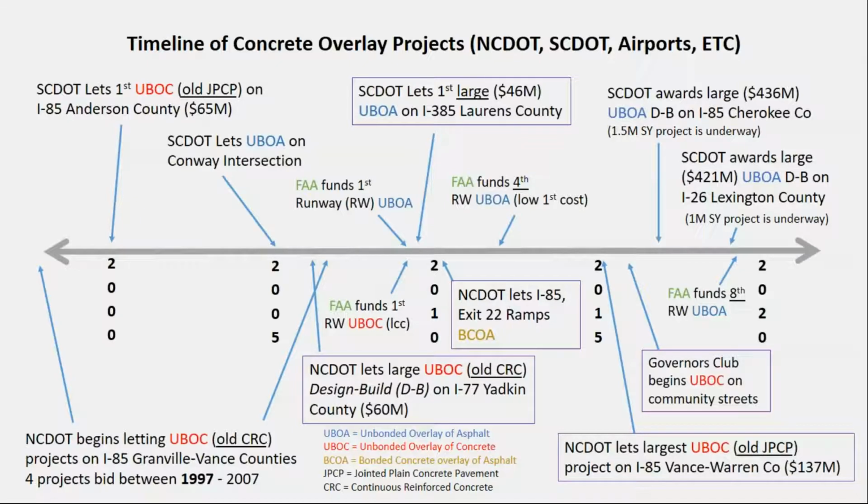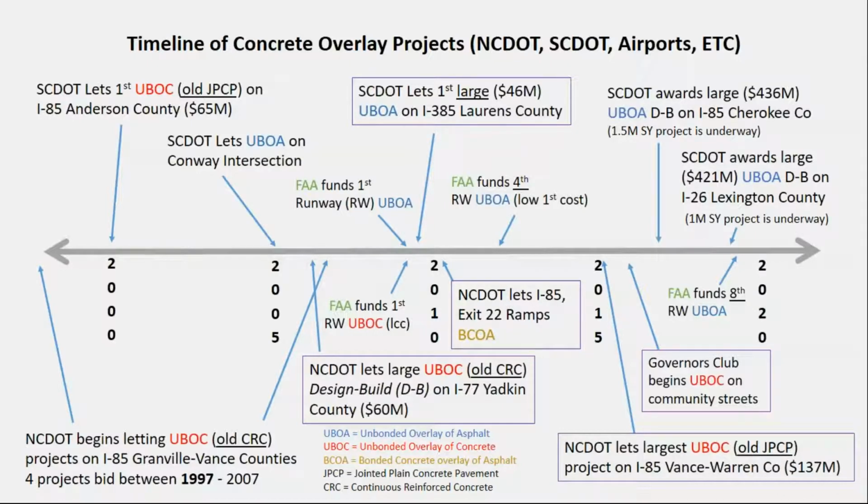So again, this timeline gives you a sense of the type of overlays we've done. South Carolina's first intersection there in Conway. We actually did some ultra thin white toppings, those are the bonded ones that I'm not showing on this timeline. It was just starting to make my timeline look a little too clogged up, so I left some of those early projects out, but we started developing some history.